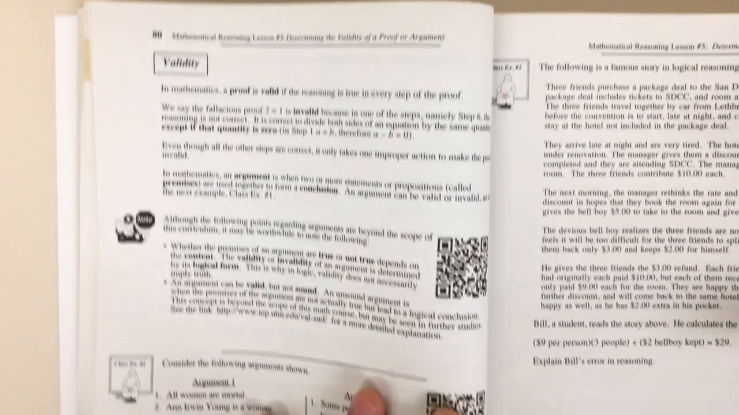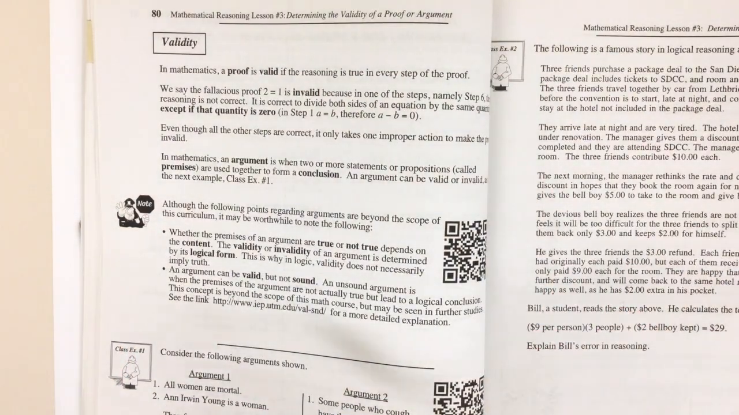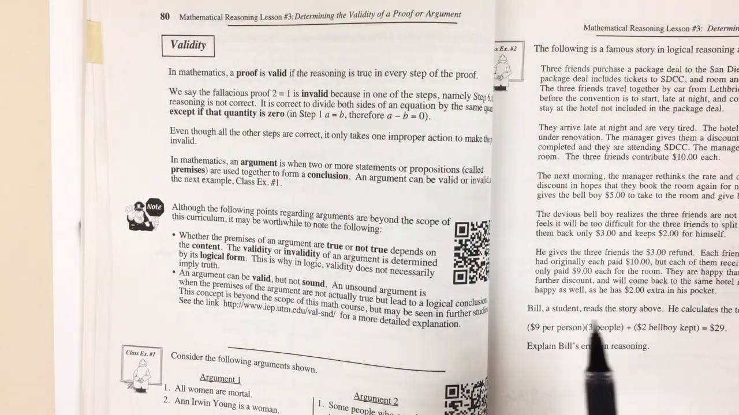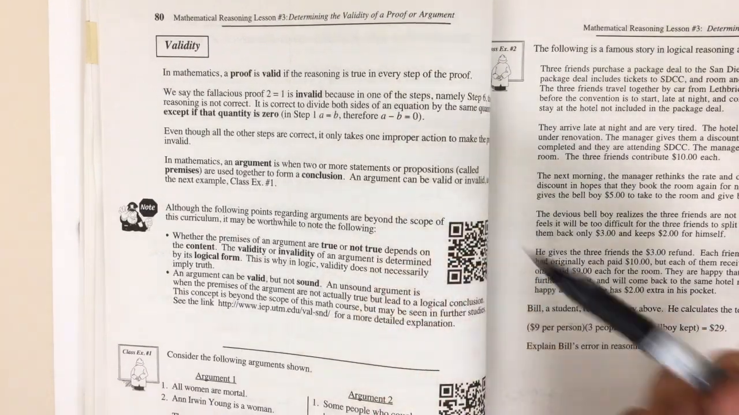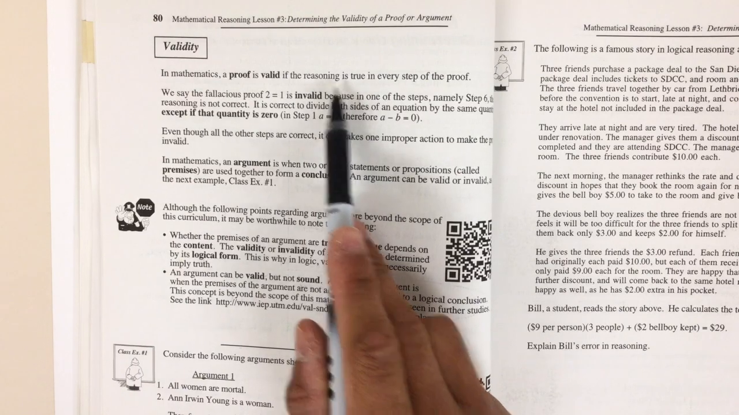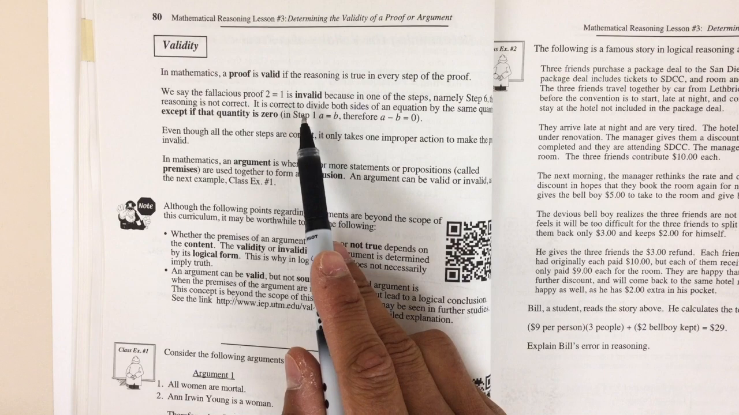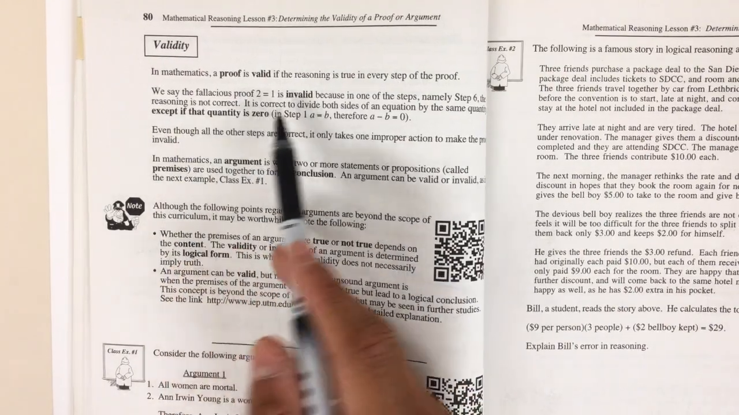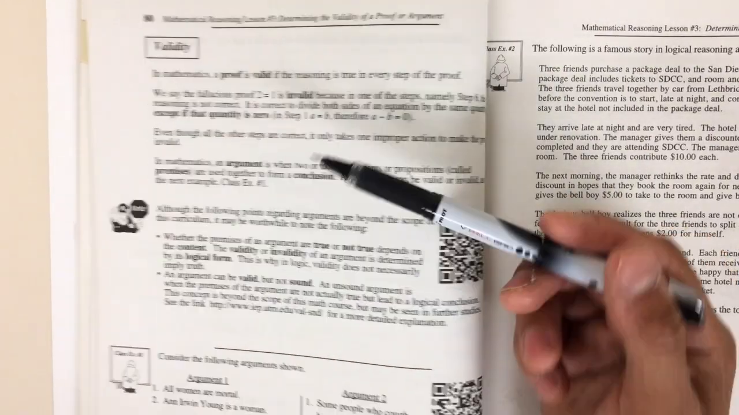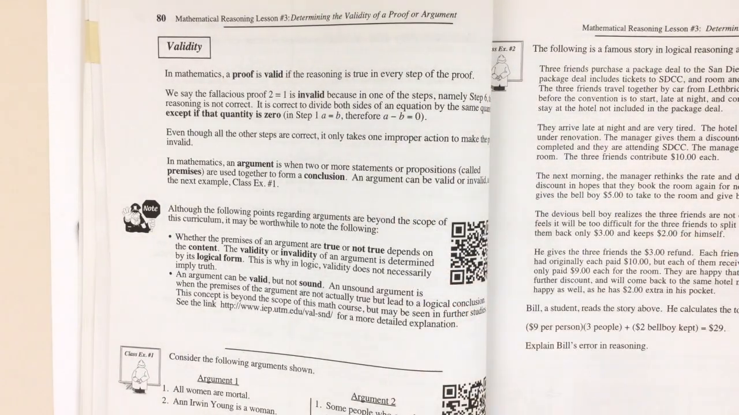This is a section that I think you should pause the video and read about validity here. But in math, a proof is valid if the reasoning is true in every step of the proof. Since our reasoning wasn't true in every step, we had an invalid proof. When we divided by 0, that was an invalid step in our argument, and so that did not lead to the conclusion that we wanted.